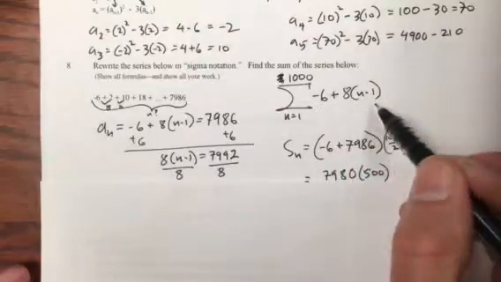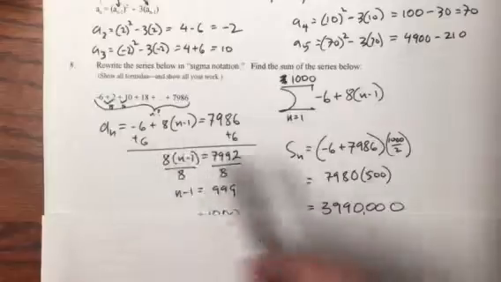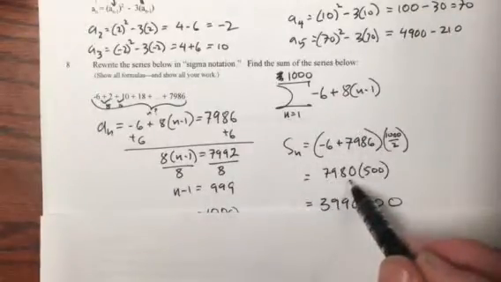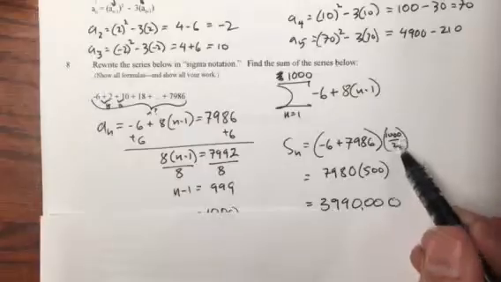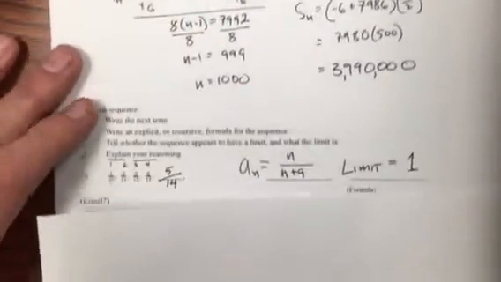Then I have sigma notation from 1 to 1,000. There's my formula. So now when I do the formula for the sum, I take the first and last terms. That's the rainbow pair. When I add those up, it's 7980. If there's 1,000 numbers, there's 500 pairs. I just multiply them and I get that answer.